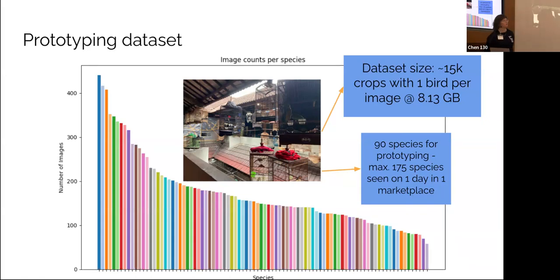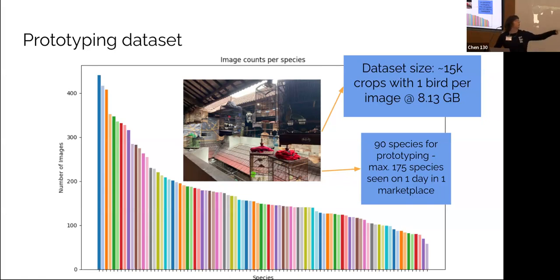I did a lot of field work earlier this year in Indonesia, and the most I saw was 175 species in one market in about 2 hours. So it can be quite intense. And that's sort of what they look like for reference. They can be very dark environments. There's a high degree of occlusion from the cage bars in the front of the images. And we have a lot of species that are declining really rapidly.